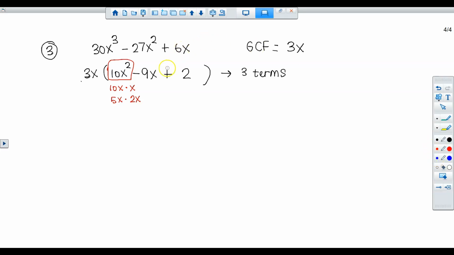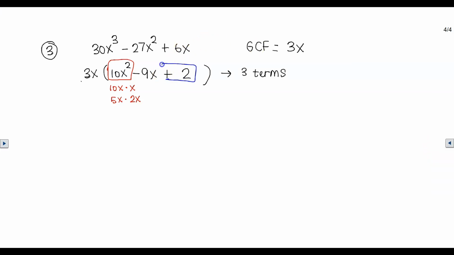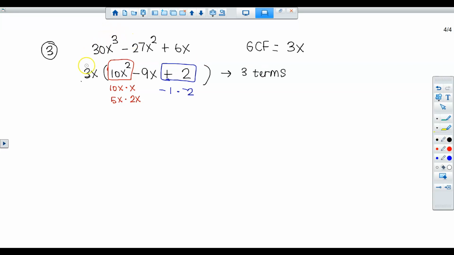And then my last term is a positive 2, and I know the only way to get that is 1 times 2. Notice that I want a negative 9x in the middle, so that means I'm going to need negative numbers here, and I'll need 2 of them, because it would take a negative 1 times a negative 2 to get me a positive 2. So notice, this 3x is just sitting here waiting while we try guess and check on this trinomial. It is ax squared plus bx plus c. So I need to try that.